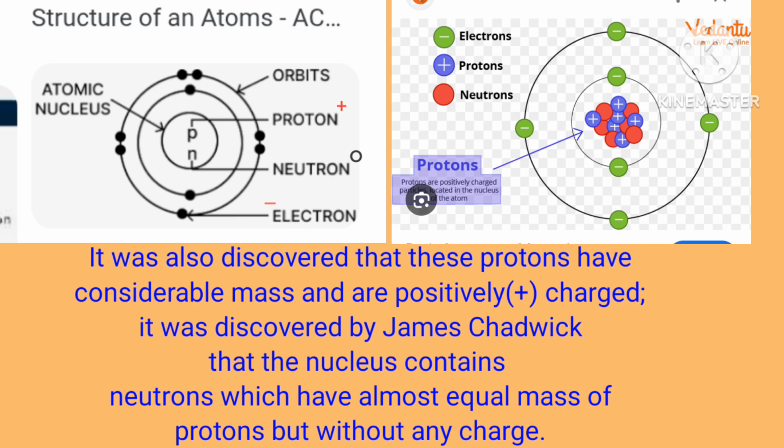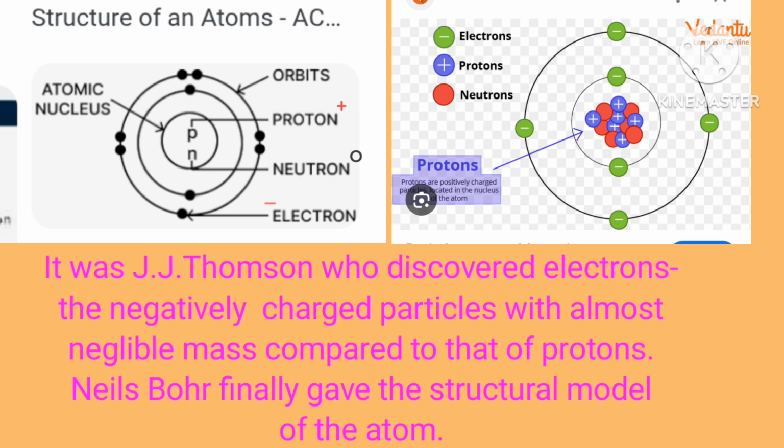It was discovered by James Chadwick that the nucleus contains neutrons which have almost equal mass of protons but without any charge. It was J.J. Thomson who discovered electrons, the negatively charged particles with almost negligible mass compared to that of protons. Niels Bohr finally gave the structural model of the atom.